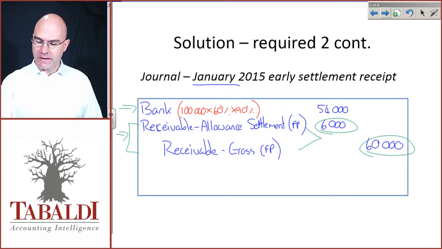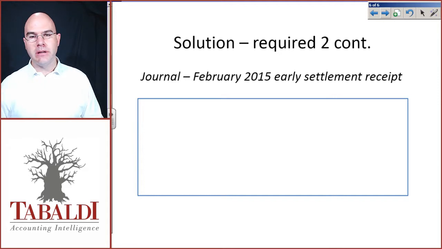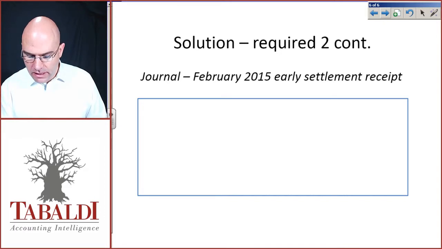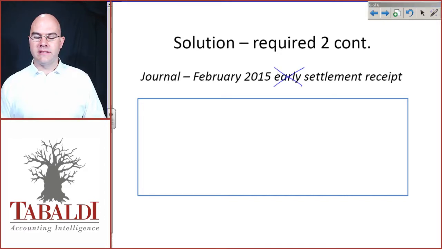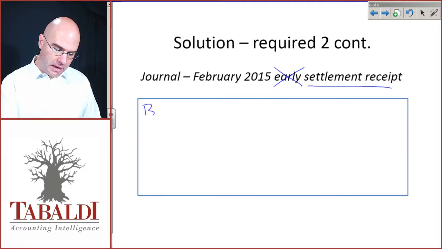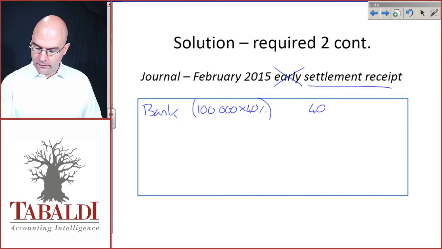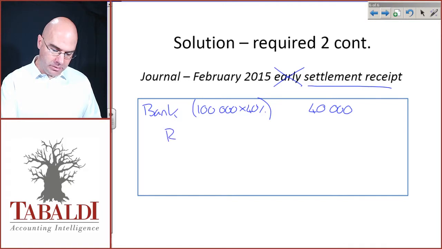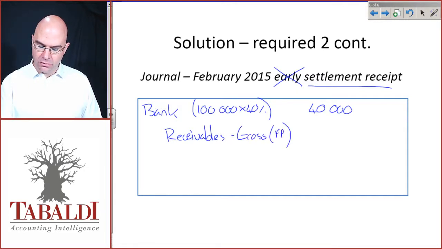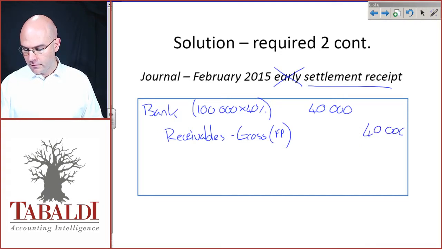Please don't forget, the last thing we had to do here is that in February, we received the final 40%. Okay, and please take note here, this is not early settlement. It is purely just a normal settlement receipt. Okay, and here I'm going debit bank with the remaining 40,000 of the 100,000. And I will go credit receivables, and I'll take this to my gross receivables account. Please remember, financial position, get your mapping right. And that is all she wrote.